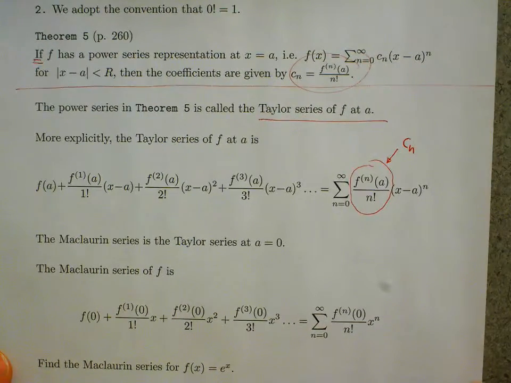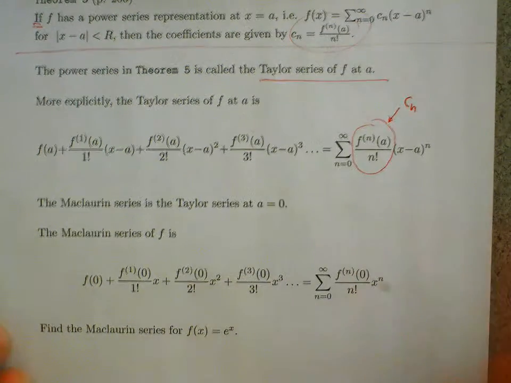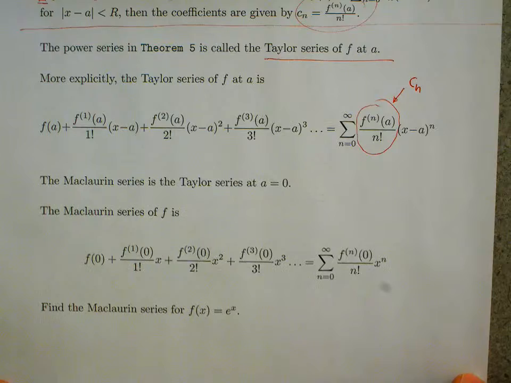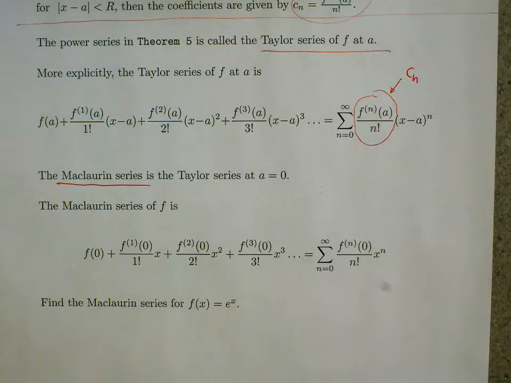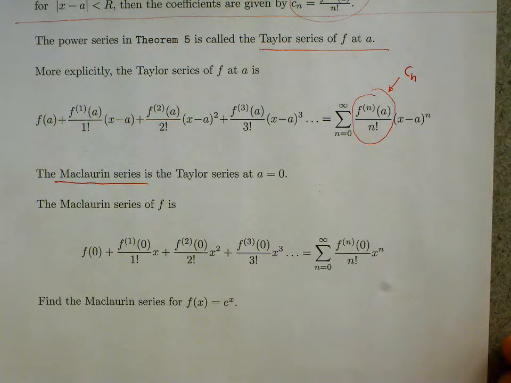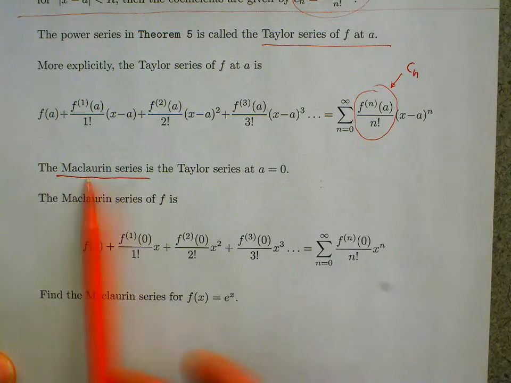Okay, there's another series, which is just a Taylor series at a equals 0. It's called the Maclaurin series. So the Maclaurin series is just the Taylor series when a is equal to 0. So it will be a little bit easier to just say Maclaurin series as opposed to the Taylor series at a equals 0. We'll automatically know that when we're dealing with a Maclaurin series that a is 0.